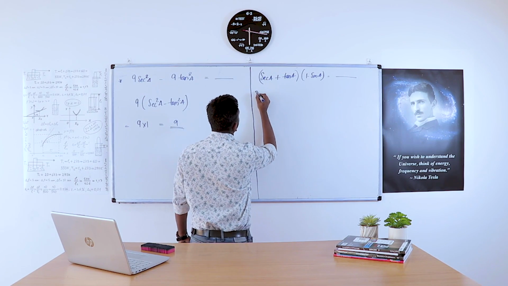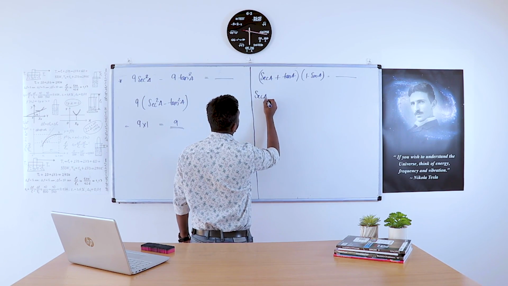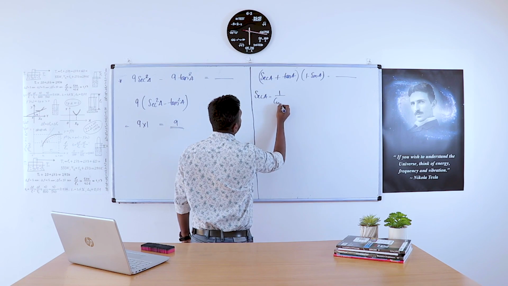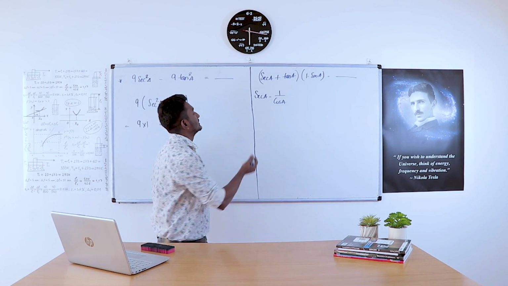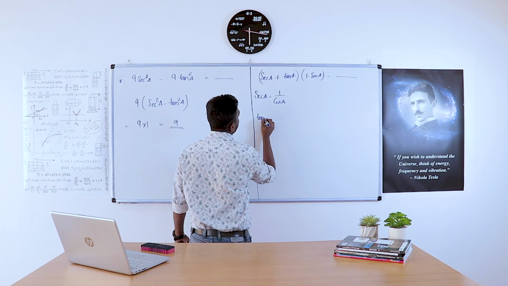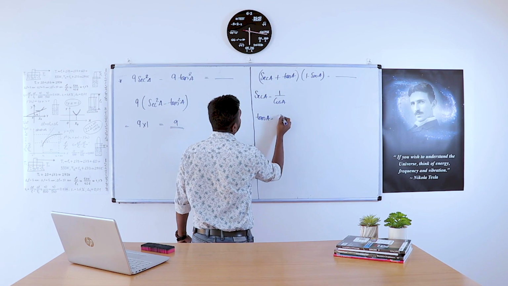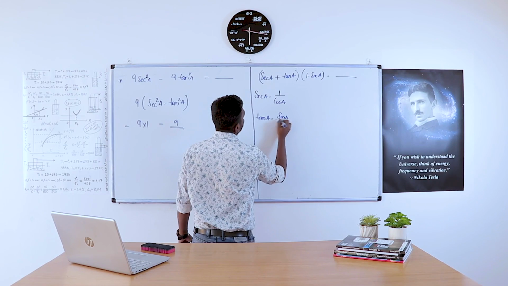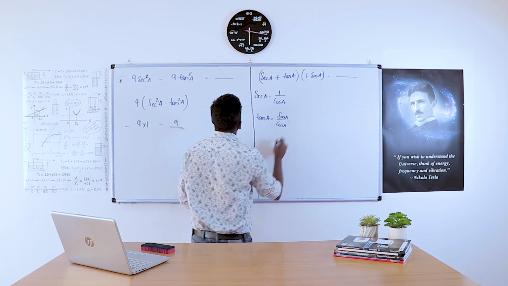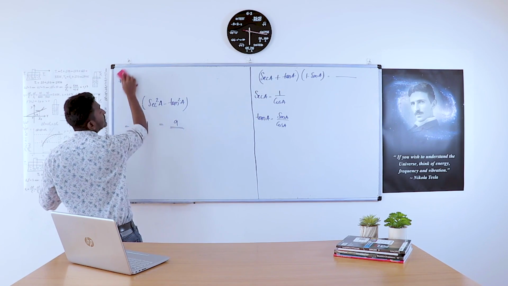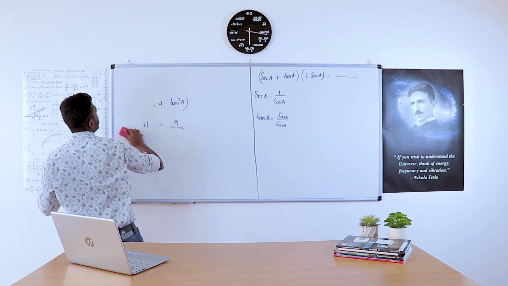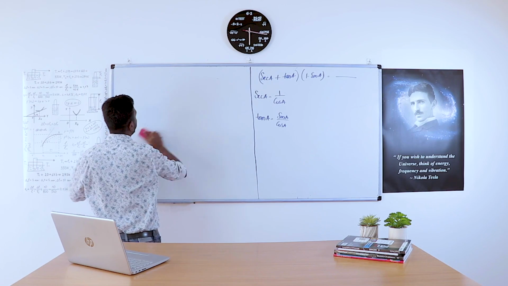So we know that sec A is equal to 1 by cos A. And also we know that tan A is equal to sin A by cos A. So substitute those two values in the above equation.